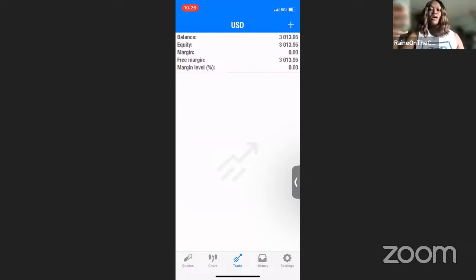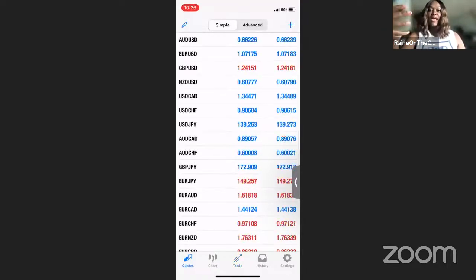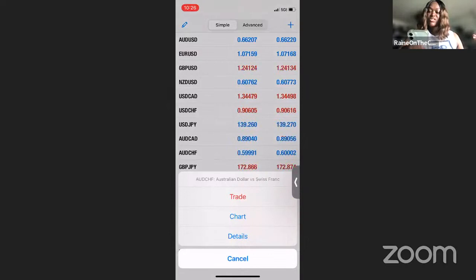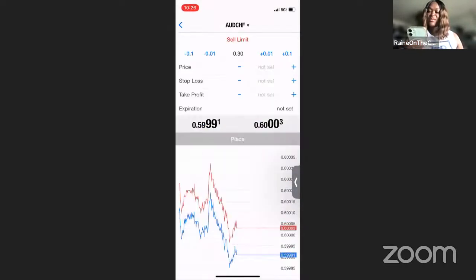Now the last two are buy stops and sell stops. And again, I have a video going over these different types of orders. That was last week, Sunday. We have a playlist for it. You can go check it out on my channel, RaineOnTheCharts. All right. So for the buy stop, we're going to go with AUD CHF. That's the Australian dollar versus the Swiss franc. Trade.